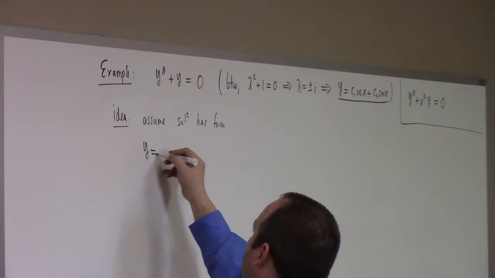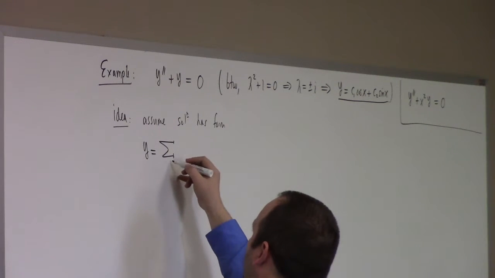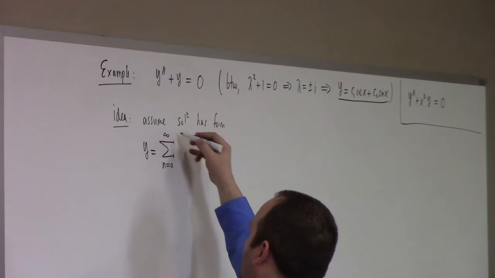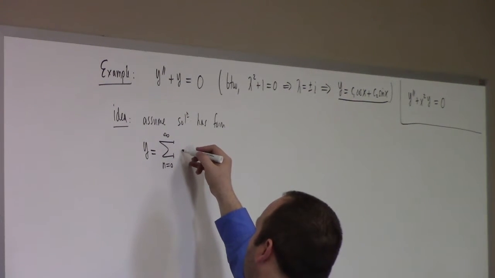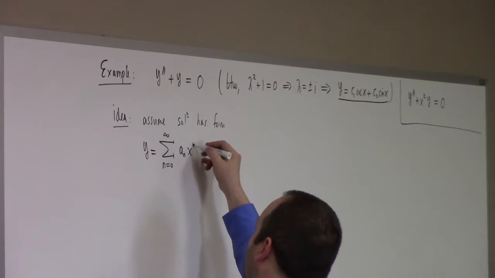y is equal to a sum. And I'm going to use n because I'm tired of using k, if that's okay with you guys. The sum from n equals 0 to infinity of, let's say, a sub n x to the n.